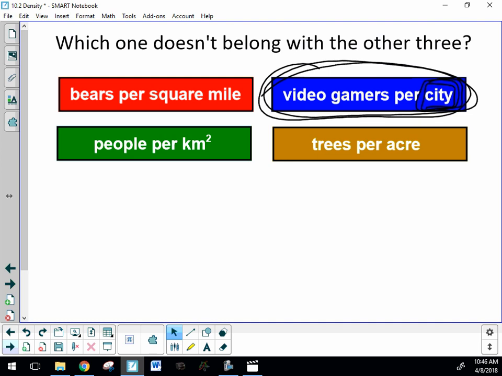If it was a small city and it was a lot of video gamers, that would be a high density. But if it was a big city, it might be a lower density. We got to know the size of the city. It can't be ambiguous like that. Miles is a measurement. Kilometers is a measurement. Acres is a measurement. City is not.